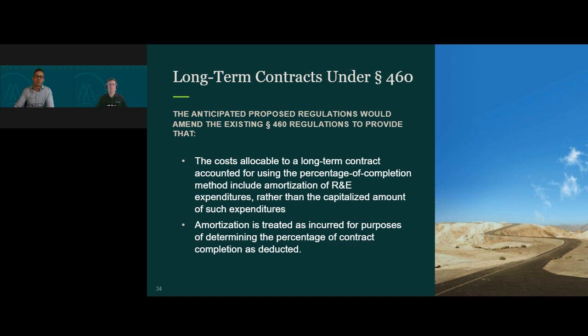So this new guidance would address that mismatch. It would allow taxpayers to include only the amortized research expenses in the numerator of that percentage of completion ratio. And that would result in a more accurate reflection of the taxpayer's income and expenses. This is one of those areas where the government is requesting additional feedback, and we might see some additional guidance on that.